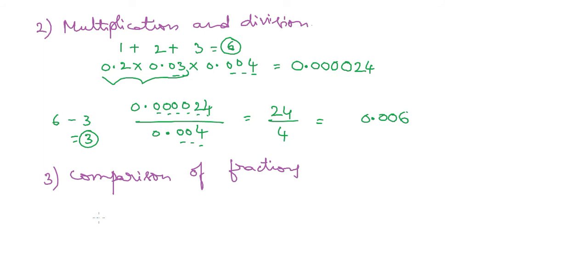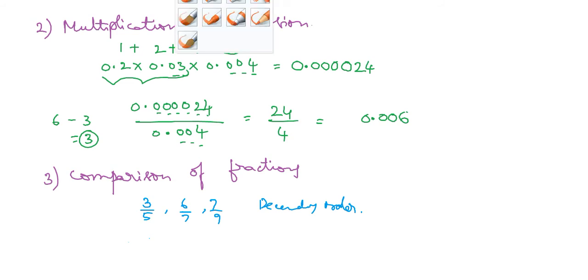Let us see an example. If I need to compare 3 by 5, 6 by 7 and 7 by 9, and I want to write these in descending order, for example, how can I write them? First and foremost, we need to convert these into decimal fractions. So what is 3 by 5? Sorry, it's 0.6. So its value is 0.6.